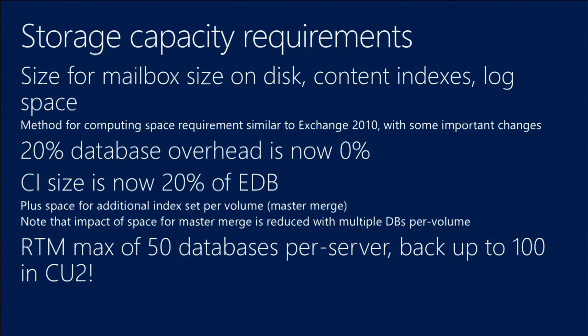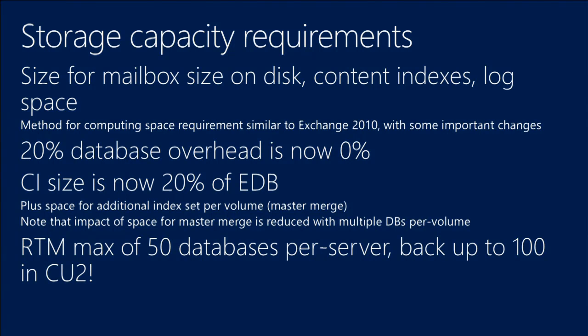So historically, we've had a 20% database overhead value that you had to add on in the sizing process. That was really the number we used to account for the difference between what you saw in Get-MailboxStatistics for the size of an individual mailbox and the actual amount of space it took on disk. It was around 20%, so we told you to add 20% to your sizing process to account for that. That number is now 0. We're actually doing a much better job compressing data on disk in 2013 than we ever have, and that allows us to remove that line item from the sizing process.